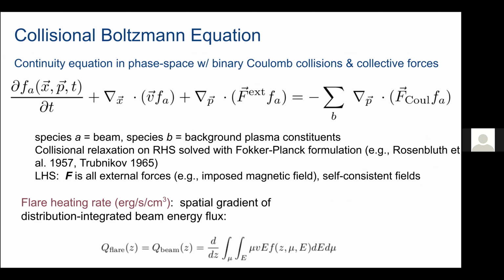I just want to point out that we actually need a heating rate in the atmosphere. So we take the gradient of the integrated distribution function to get Q beam, or just a heating rate, and we stick it in an energy equation and a hydrodynamic code to follow the evolution. Okay.